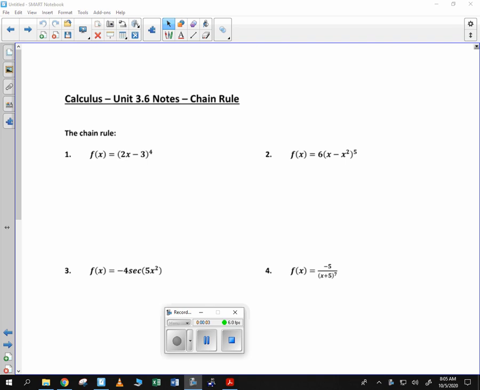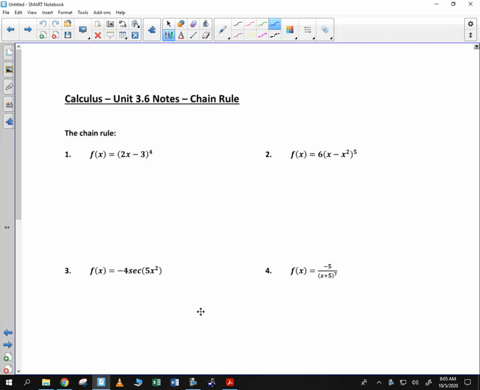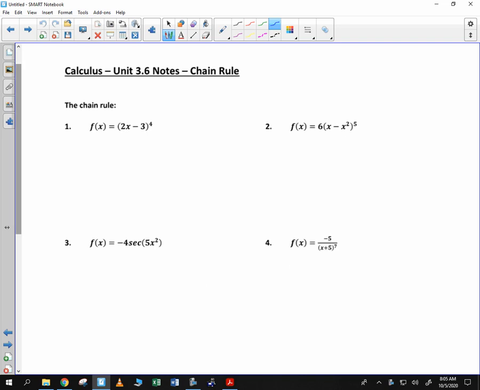Hey, calculus, chance to get back to the chain rule here. We're going to go over some a little bit more challenging examples. Let's look at the chain rule itself.